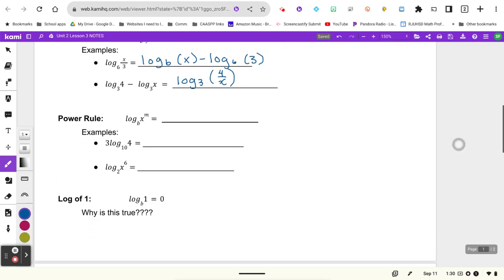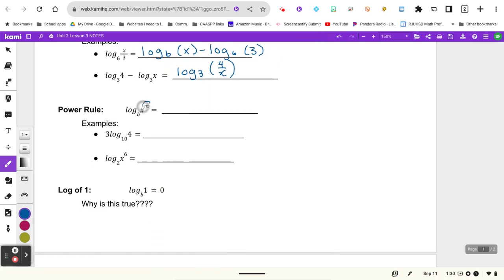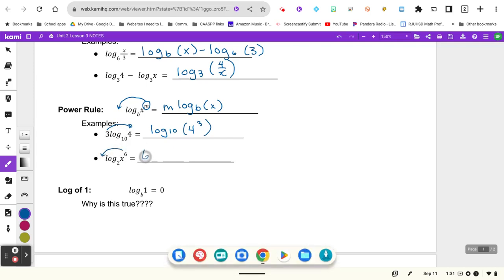Now, power rule, this is if the variable or the number is raised to a power. What we're really going to be doing is very simple. All we're doing is moving it to the front. That's it. Just move it to the front. So here, we're going to go backwards. We're going to move that 3 back in place. And again, we're going to move the 6 into the front.